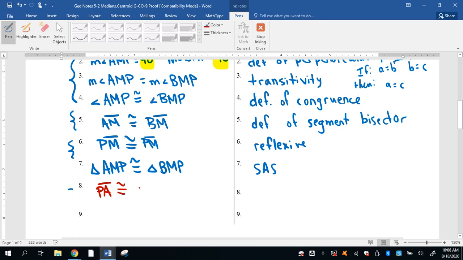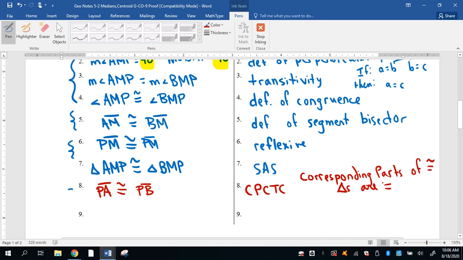You must write it out. Corresponding parts of congruent triangles are congruent. And then by definition of congruence, the actual lengths equal each other. So definition of congruence. Hopefully you didn't feel this was awful.